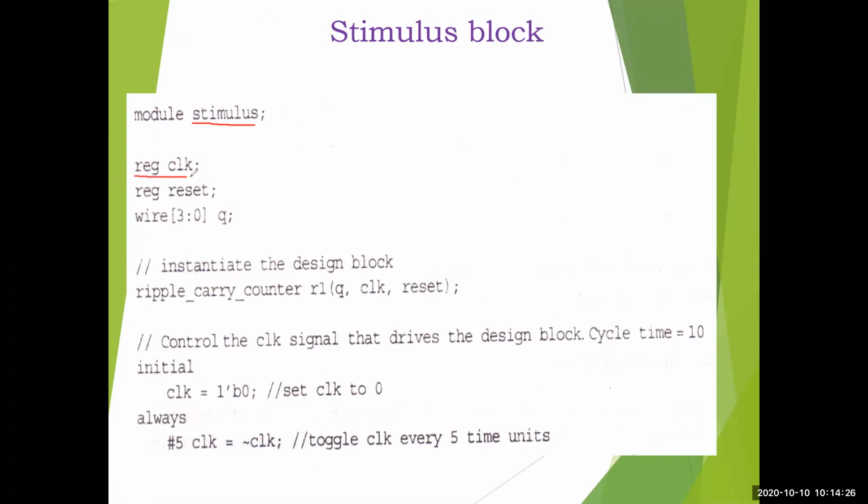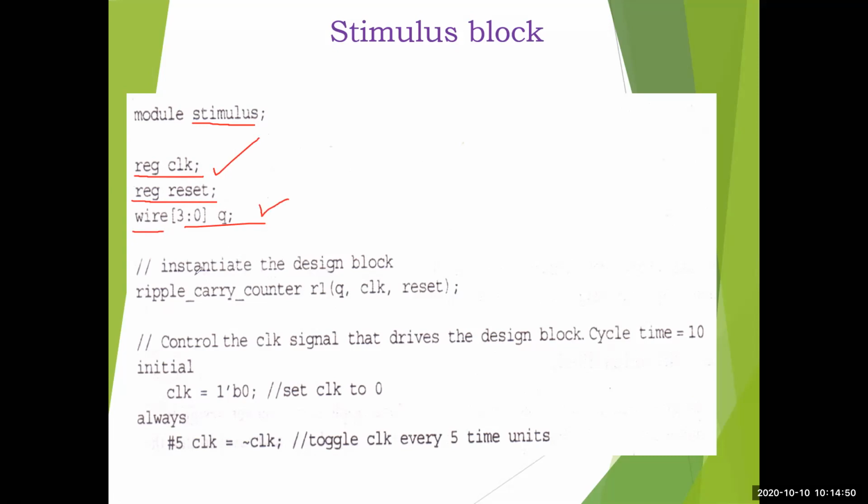Inputs we have to declare with the reg keyword, register data type: reg clock, reg reset. You can write it in a single line also, clock comma reset, no issues. Then whatever outputs there are, we will declare as wire data type. So that is the [3:0] Q, which is the output. This is the input and this is the output. The same thing with different names we have used here.